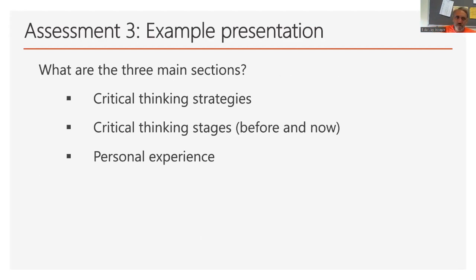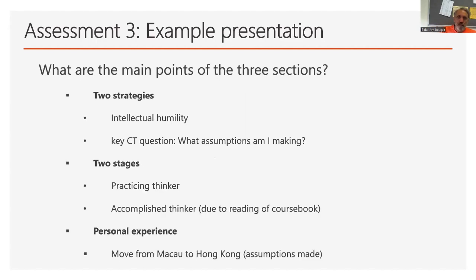I presented 2 of those, right? Critical thinking stages, both at the beginning of the course and now, and then I related a personal experience. Okay, those are the 3 main sections. And in terms of the main points of the 3 sections, the 2 strategies that I talked about, intellectual humility, which is from the course book. Remember, you need to do 1 of the strategies from the course book. And then the second strategy was a key critical thinking question. What assumptions am I making?